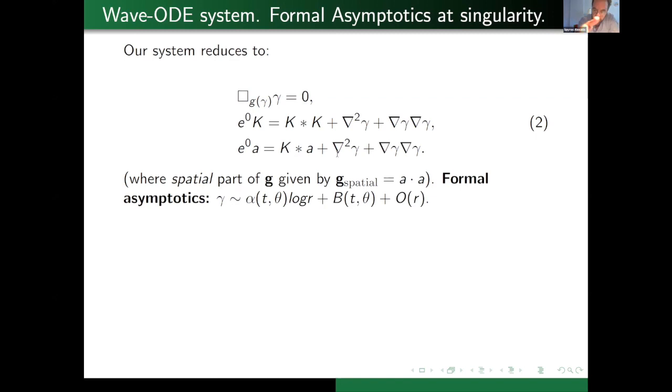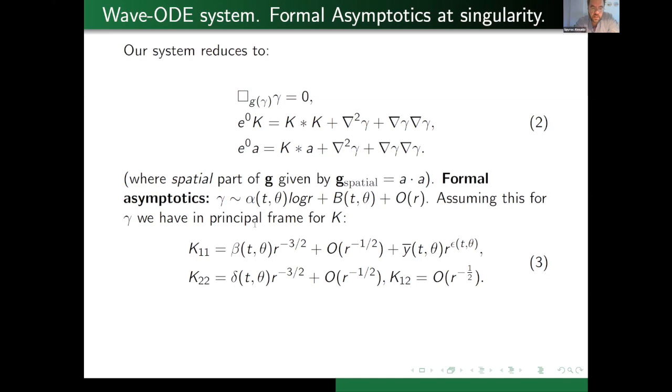Okay. Let's go on. I can look at this system, and let's try to think a little bit like a physicist, perhaps. So let's look for formal solutions. Let's not try to study it in the mathematical way with Sobolev spaces and energy estimates and so on. Let's just look for formal solutions. So if you believe the picture I said, the formal solution for gamma will look like this. The most singular term will have a log r, and its coefficient is a function, alpha, to be solved for. Then there's the next order term, and then something that's big O of r.